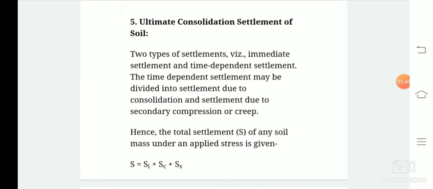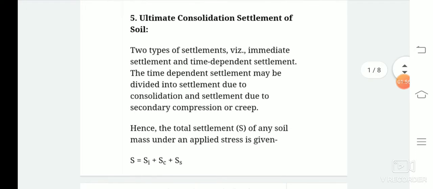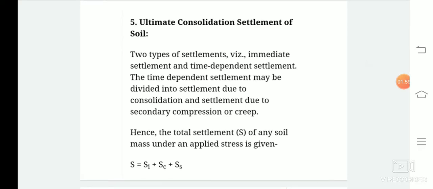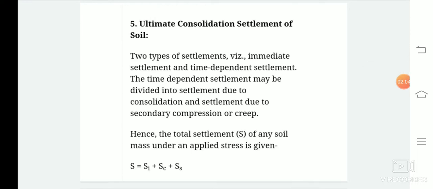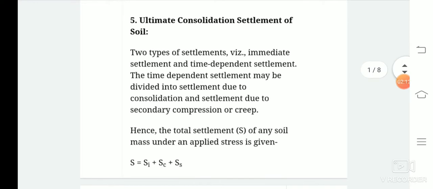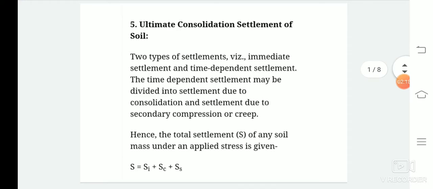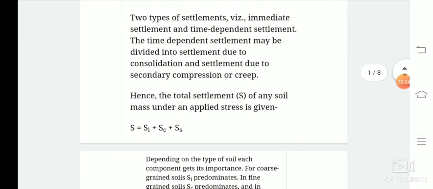That is the settlement which depends on the time, and this settlement can be divided into settlement due to consolidation, that is primary consolidation, and settlement due to secondary consolidation or creep. Hence, we can divide the total settlement into three parts, that is S equals SI plus SC plus SS, where SI is the immediate settlement, SC is the consolidation settlement, and SS is the secondary settlement. In this unit, we are going to study the settlement part which is time dependent.